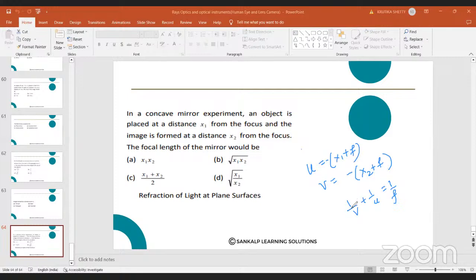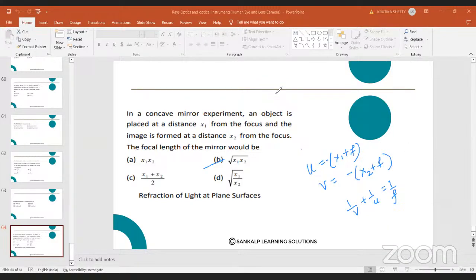So as per the mirror equation, substitute the values of 1 by v plus 1 by u and keep simplifying. What do you get here? f is equal to option B, you will get. Option B comes. You need to take the LCM, then do cross multiplication and keep simplifying.